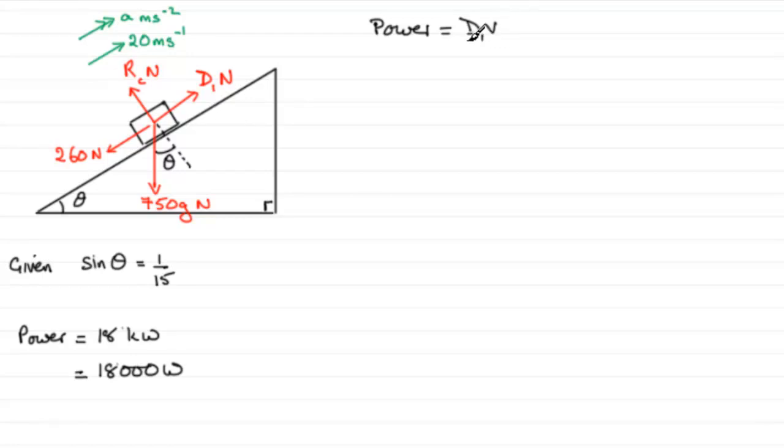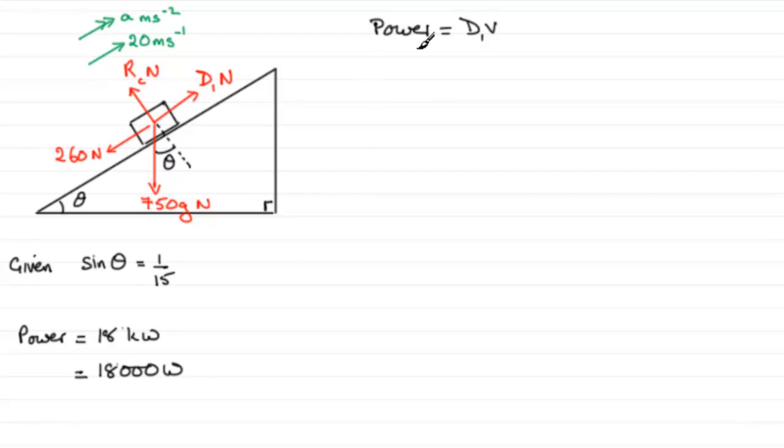We can work out what D1 is and then go on to resolving up the plane to get an equation involving the acceleration A, from which we should be able to find out what A is. So again, you might like to pause the video and have a go at this and come back in a moment and I'll run through as usual the worked solution. Okay, welcome back if you had a go. So let's see how you got on.